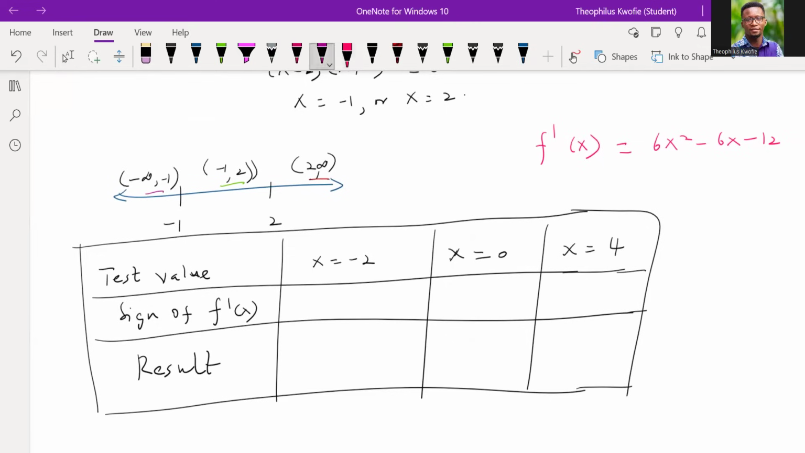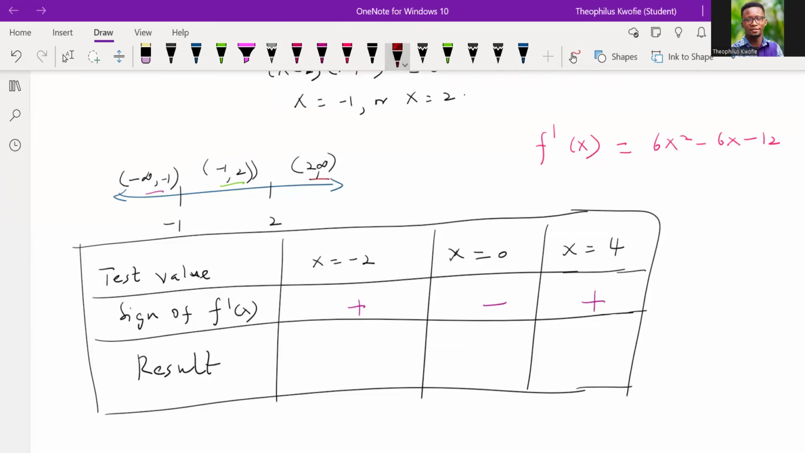What do we get? When you plug -2 into f prime of x, we're going to have positive. When you plug 0 into f prime of x, we're going to have what? -12, which is negative. And when you plug 4 into the slope, you're going to have positive, right? So please take note. What can we say about the result?